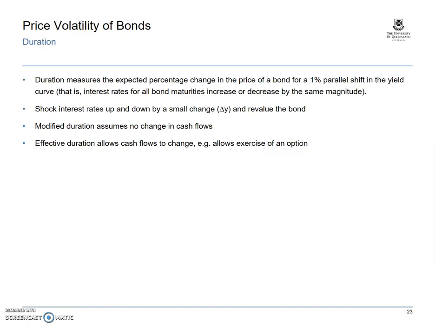The modified duration assumes that there are no changes in the cash flow, whereas effective duration allows the cash flows to change, for example, an exercise of a callable option. In this course, we're simply looking at modified duration. We're not looking at effective duration, and we're not looking at callable bonds.